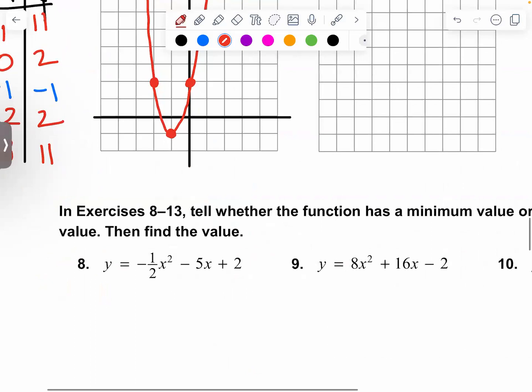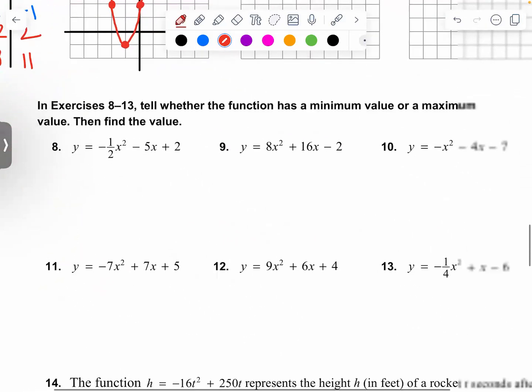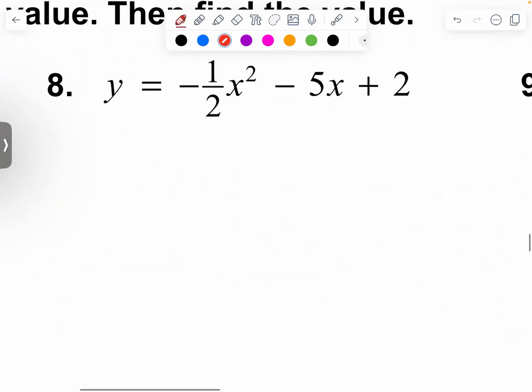Okay. All right. Now let's talk about what we started our day with. Tell whether the function has a minimum or a maximum and then find the value. So I want you to use your arms and show me what the graph of number 8 looks like with your arms.